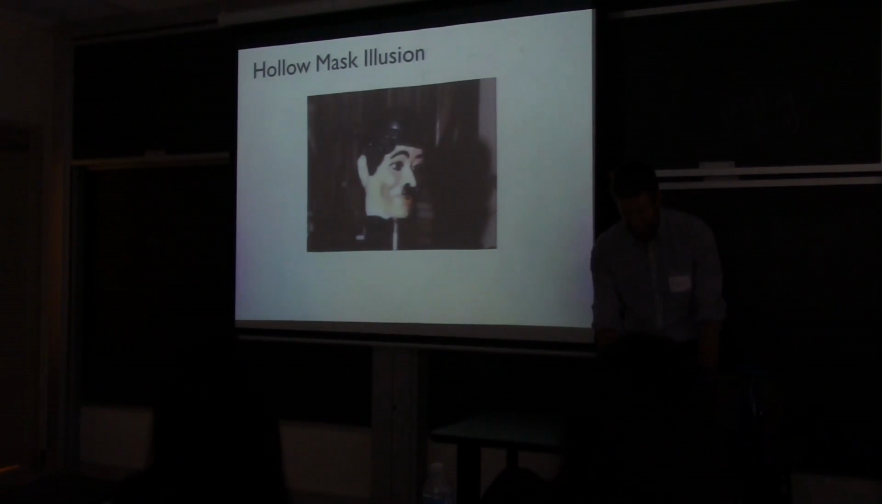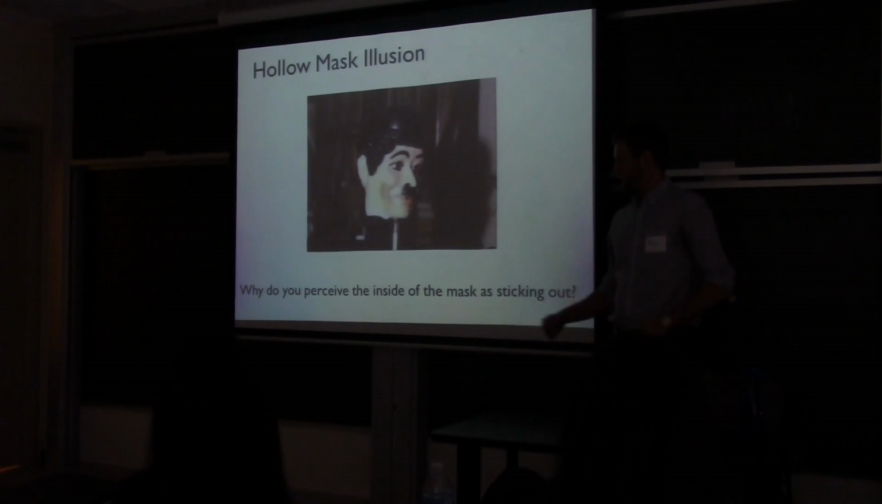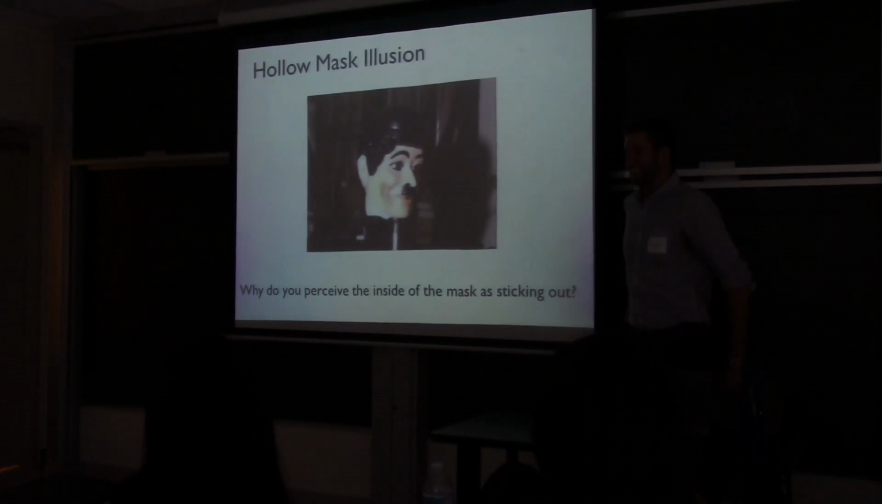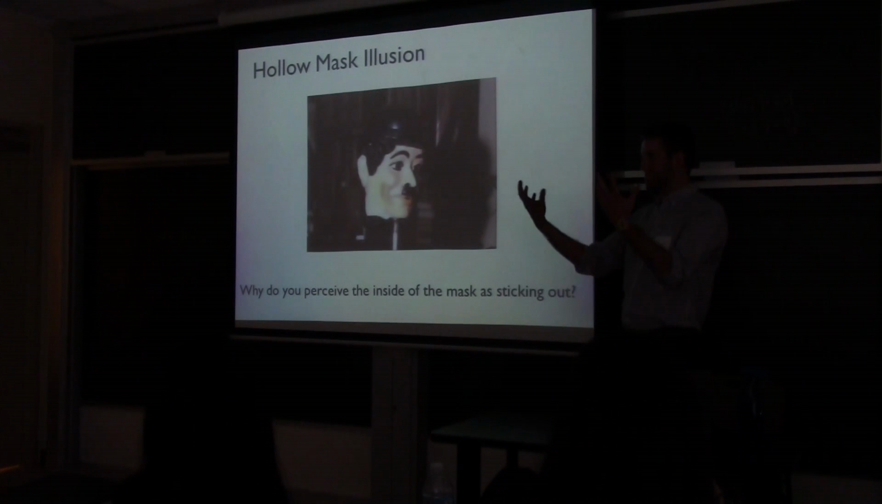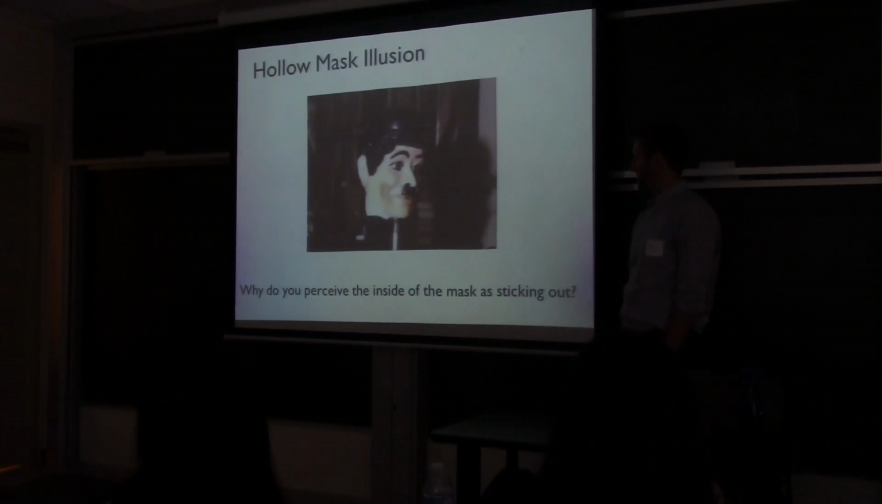So what do you guys think? It's a bit confusing actually when it turns around. Then you see one face on one side, another face on another side. Yeah, you don't really know which way it goes. You don't know what's going on, right? So you see the face, kind of the inside of the mask is popping out. Does anybody have any idea why your brain might be doing that to you?